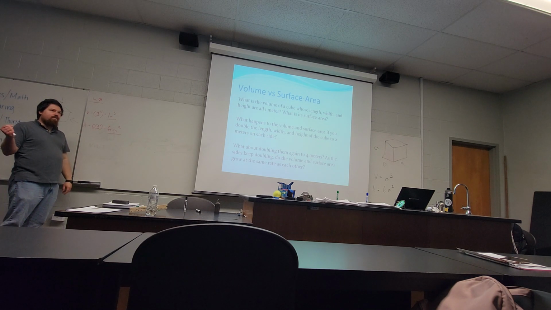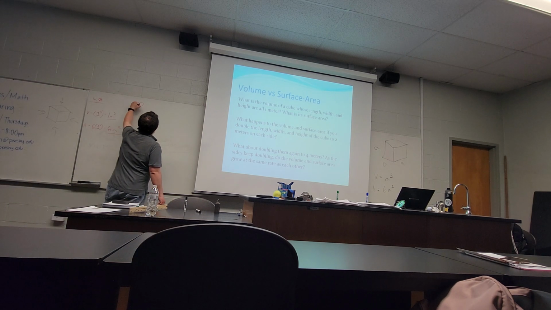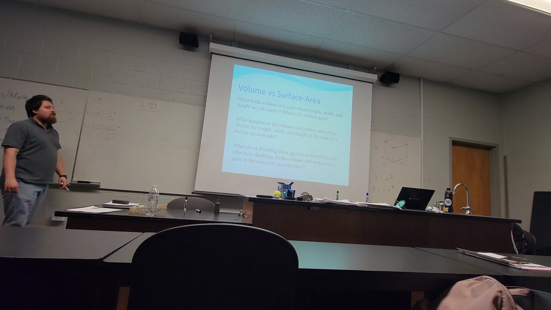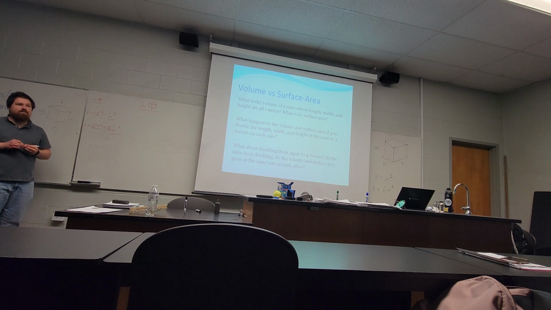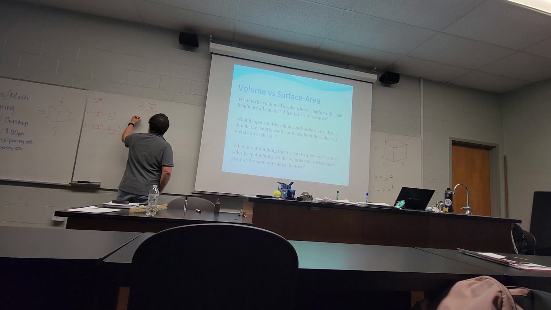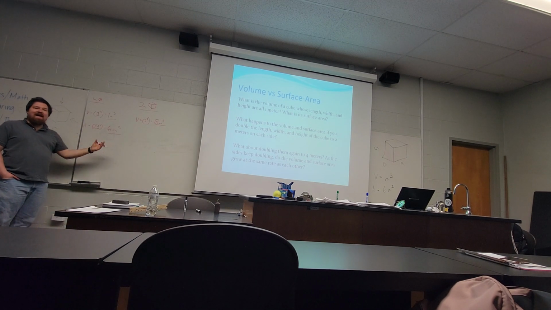Now, what if we make the cube bigger? What if instead of 1 meter on all axes, it's instead 2 meters on all axes? So, the height, length, and width are all twice as big. How does that change this? Volume is now going to be 2 cubed, and 2 times 2 times 2 is 8. This new cube could fit 8 of the previous cubes within it.